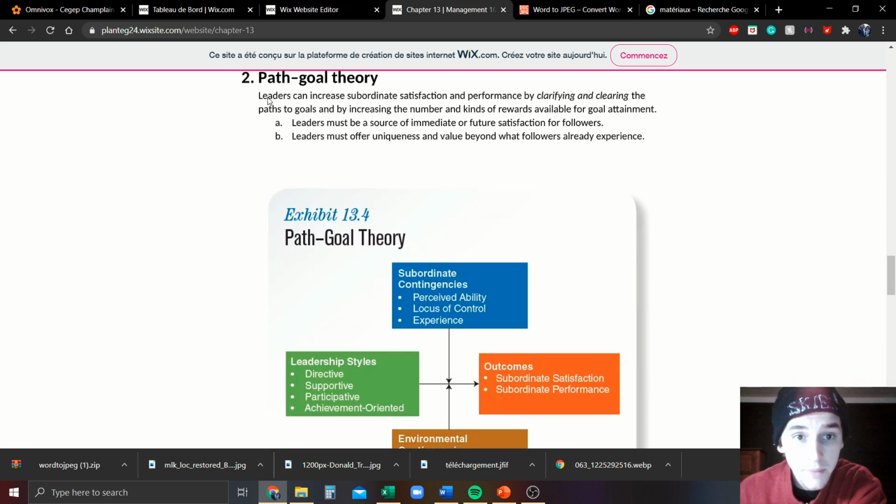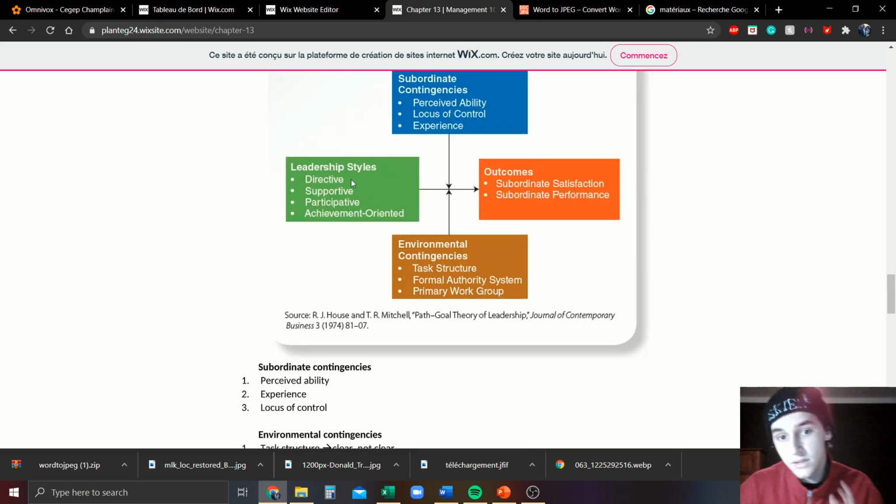As for the path-goal theory, leaders can increase subordinate satisfaction and performance by clarifying and clearing the path to goals and by increasing the number and kinds of rewards available for goal attainment. It is important in path-goal theory that you are clarifying what the goal is. So there are different leadership styles. Directive: you have great task structure. Supportive: you support your employees. Participative: you will help your employees and you will even work with them. Achievement oriented: the only thing you want is to achieve the achievements that you need to achieve.